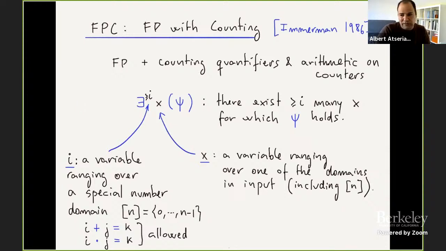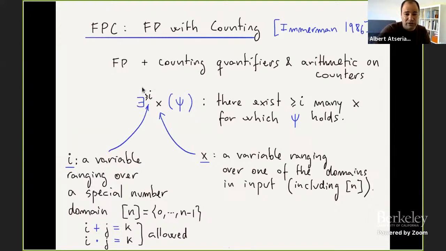So one thing is that fixed point logic cannot do basic arithmetic with the cardinality of the structure, for example. It cannot even tell whether the structure has an even number of elements. This was recognized early on by Immerman himself. And he said, okay, let's throw in quantification that allows us to count.